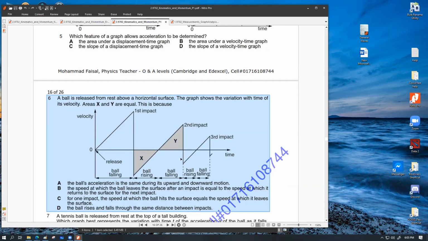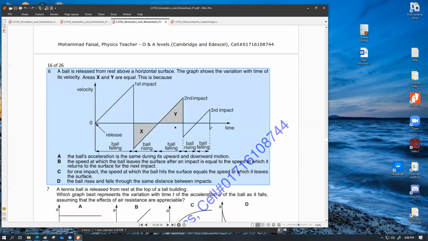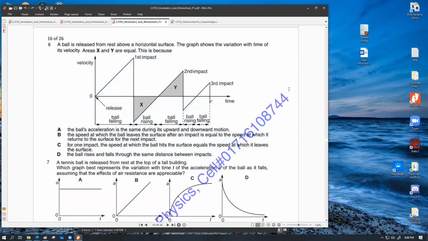Then happens the second impact, and bam, bam, bam, bam, bam, it keeps on falling. It's a very nice graph. The labelings are also very good. Makes sense. So page number 16. Any question from page number 16? Number 6.